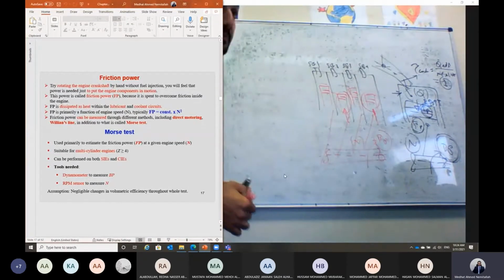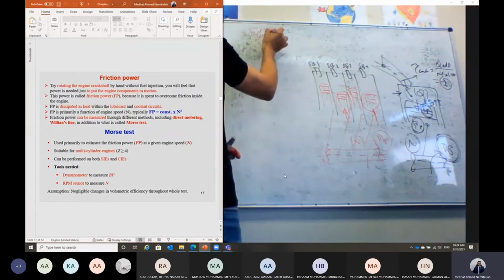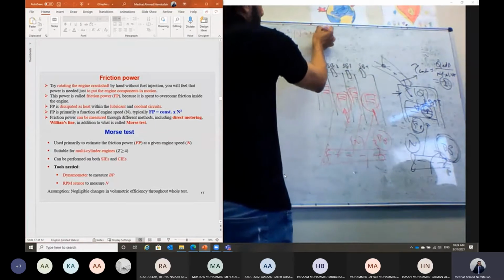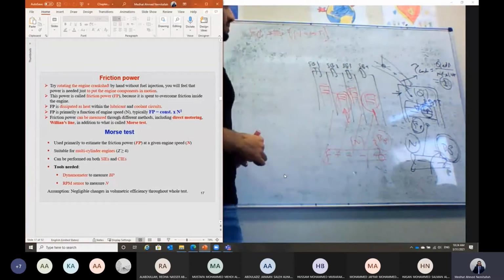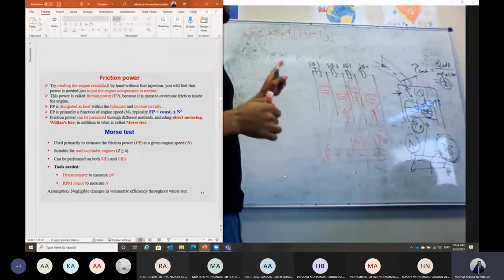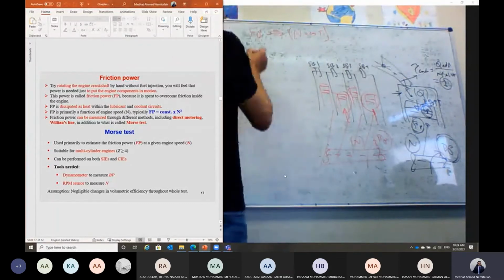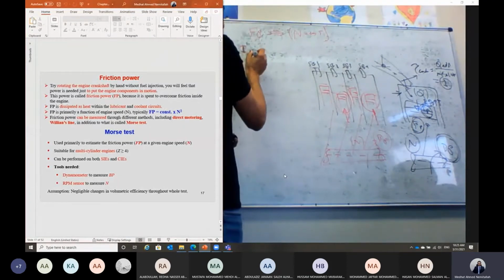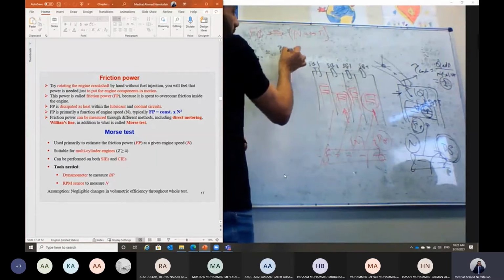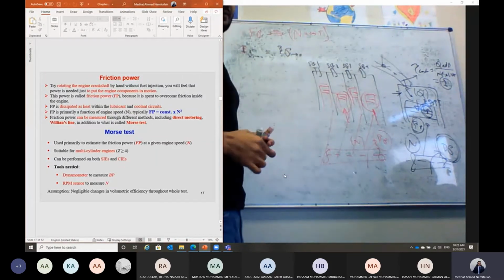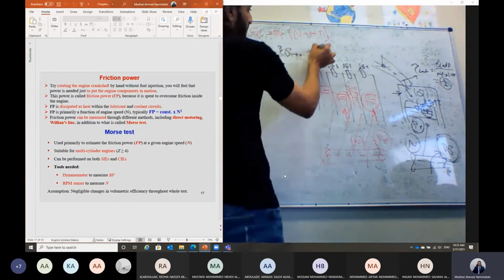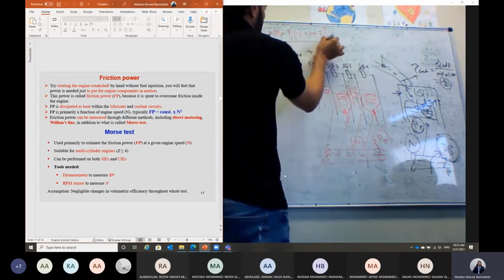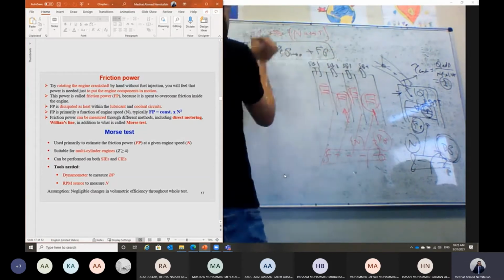In this experiment, I need to calculate the friction power, so I will fix the RPM of the engine at a given RPM. For the whole 4-cylinder engine, we can say the indicated power for all cylinders from 1 to 4 should equal the brake power for all cylinders from 1 to 4 plus the friction loss power. This is considering all cylinders are running.